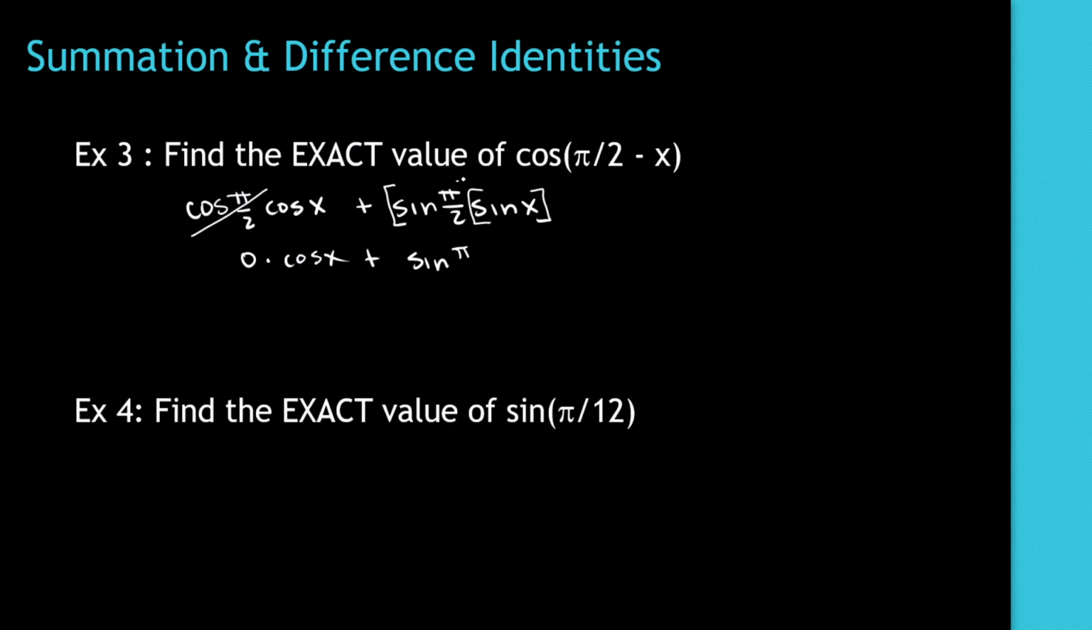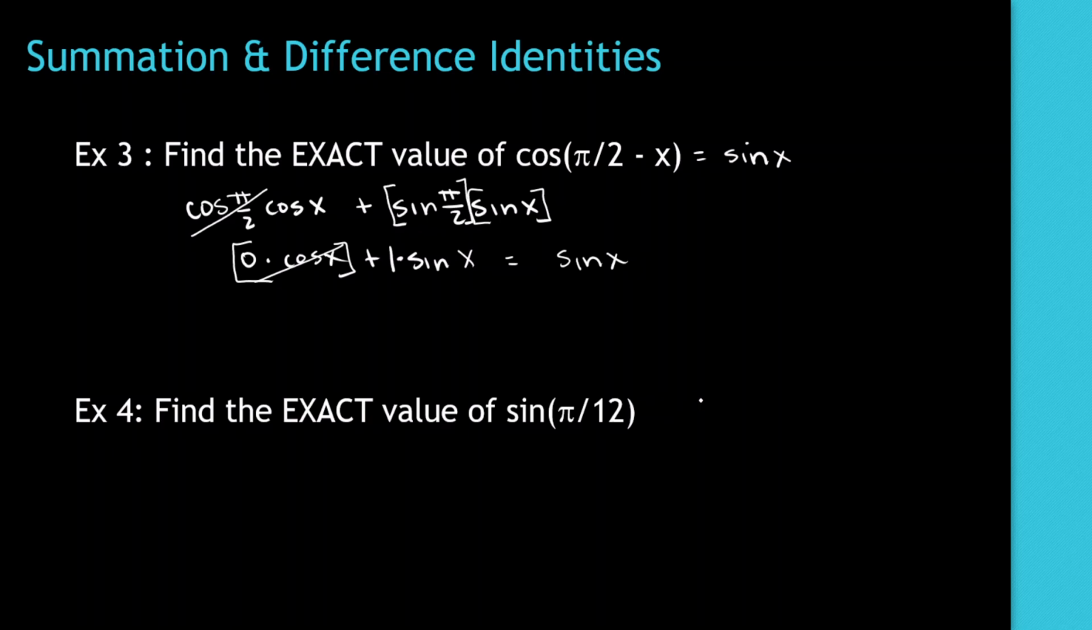Sine of pi halves is 1. Okay, so once I simplify that, this all goes to 0. So I'm left with sine of x. And so this was our cofunction identity that told us that sine and cosine were translations of each other by pi halves. Okay. All right, let's do a sine problem.